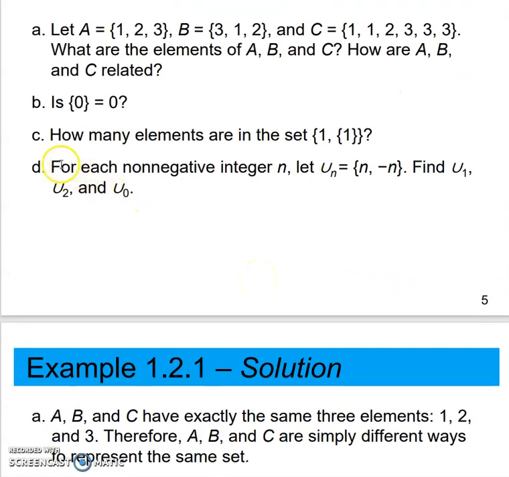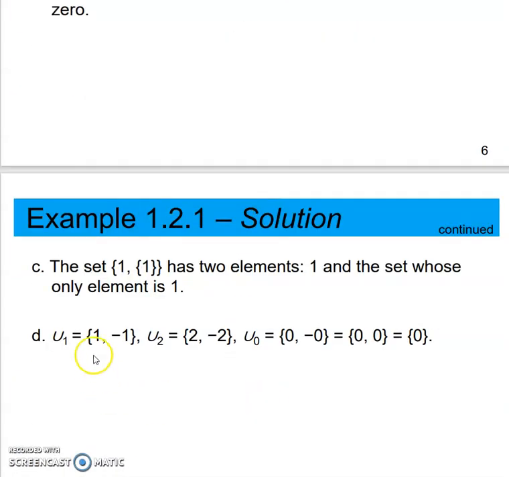And finally, we are saying for each non-negative integer n, u sub n is the set n comma negative n, and given that we'd like to find u1, u2, and u naught. Do note we usually say naught if that subscript is a 0. So u1 would be 1 and negative 1, u2 would be 2 and negative 2. Now technically u naught is 0 and negative 0, but of course negative 0 doesn't change anything. And we could write it with 2 zeros, but since there is repetition there, we would generally write it as just the 1.